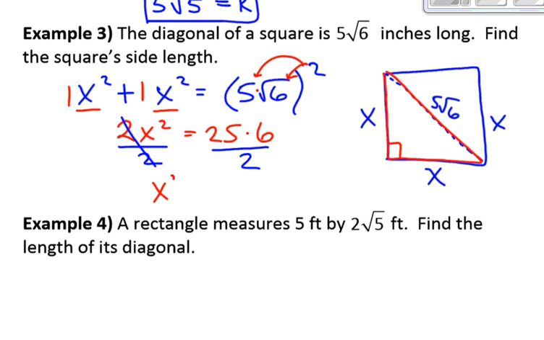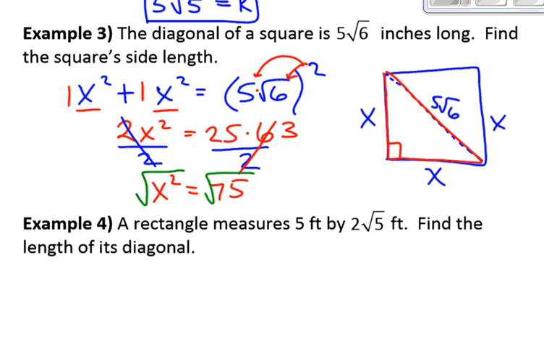So I'm going to go ahead and divide by 2, and you see 6 divides by 2 to give me 3. So now I really just have to multiply 25 times 3, which to me seems easier. So 25 times 3 is 75. I've already divided by that 2, so we don't have to worry about that. So now we have x squared equals 75. I want x by itself, so we're going to take the square root of 75.